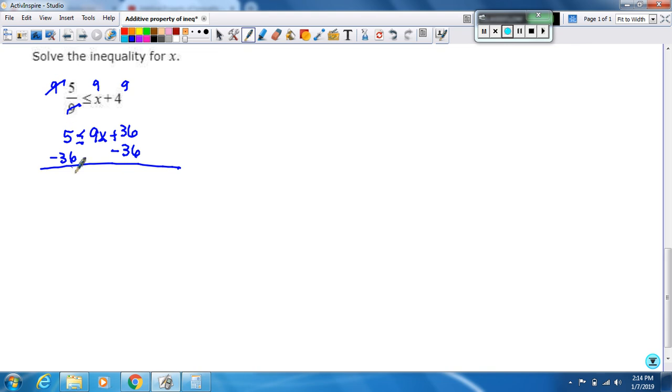Okay, so 5 take away 36 is a negative 31. Is less than or equal to 9x. Opposites cancel. Divide both sides by 9. Negative 31 over 9 cannot be simplified, so that's actually your answer, is less than or equal to, top cancels bottom, x.